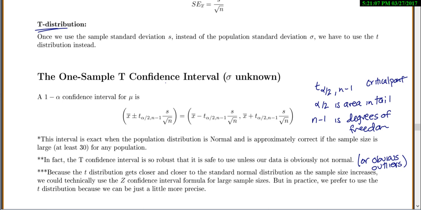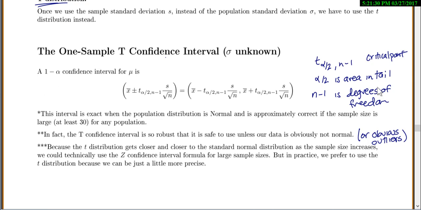Now, because the t distribution gets closer and closer to the standard normal distribution as the sample size increases, you could technically use the z confidence interval for a large sample size instead of the t. And a lot of textbooks do it that way, but in practice, I've never seen anyone do that in a research study. In practice, we will always just use the t distribution if that's appropriate because it's just a little bit more accurate.